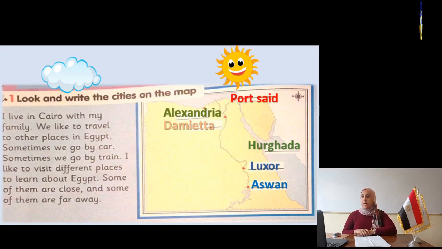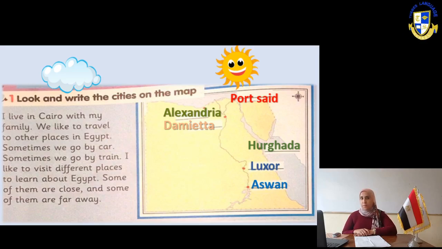I live in Cairo with my family. We like to travel to other places in Egypt. Sometimes we go by car, sometimes we go by train. I like to visit different places to learn about Egypt. Some of them are close and some of them are far away.